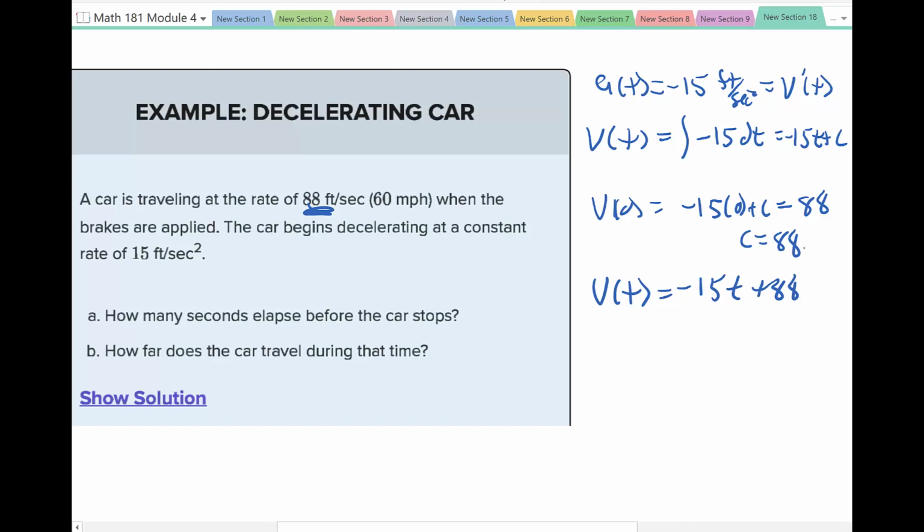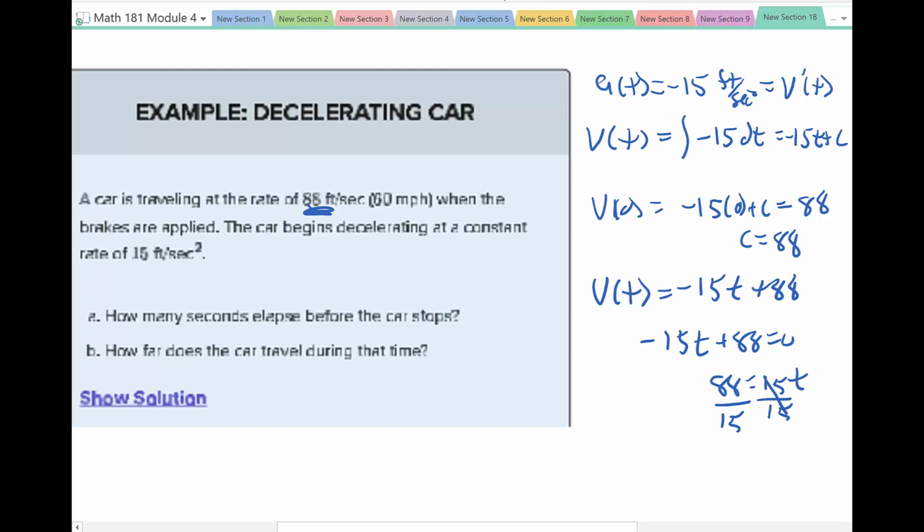And the question is, how many seconds elapse before the car stops? So we want to know when the velocity is going to be 0. So negative 15 times t plus 88 needs to be 0. So 88 equals 15t, and dividing by 15, t must be 88 over 15. I didn't get the decimal. Seconds.